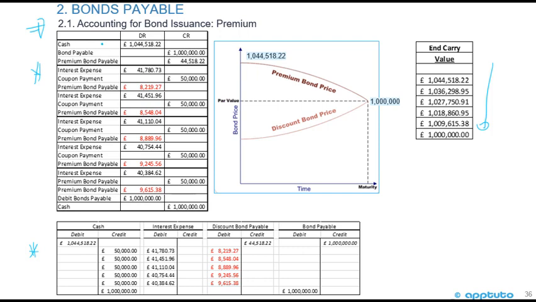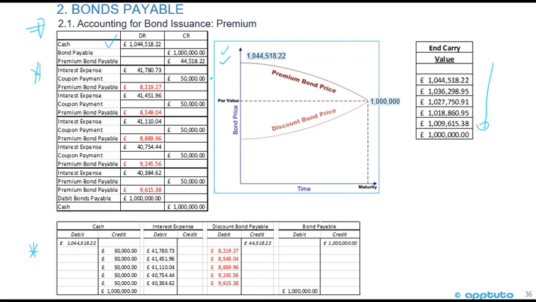I issued it at a premium, so I received $1,044,518.22. That's a debit to cash. I'm going to credit my bond payable, $1 million. You can see my debits are greater than my credits. So as I said, I'm going to credit the account premium bond payable. Then my interest expense, recall, is based on my carrying value times the market rate. And we did that calculation. The interest expense was $41,780.73. I'm crediting the cash.